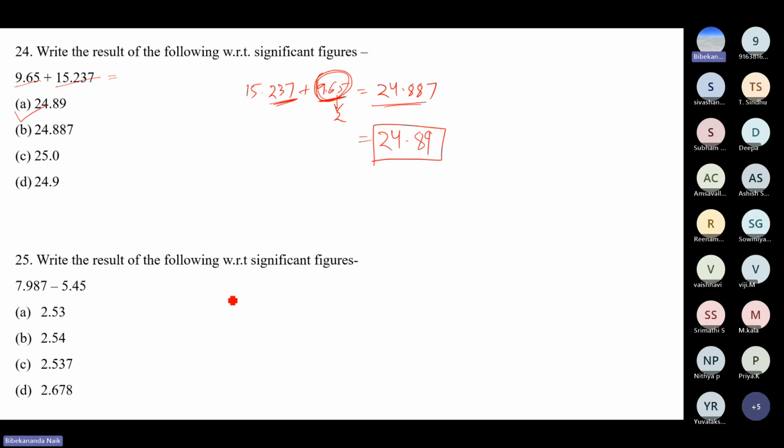Because when you subtract 7.987 minus 5.45, the actual answer is 2.537. But since in 5.45 there are two digits after the decimal, our answer should contain two digits after the decimal. So we can accurately define two digits. Since this 7 is greater than 5, this 37 will be converted into 2.54. So the correct answer is 2.54. Is that clear?